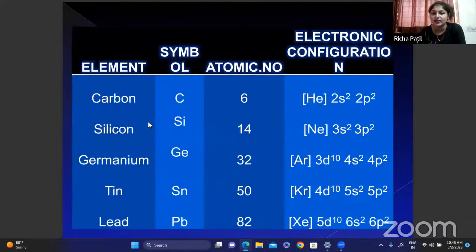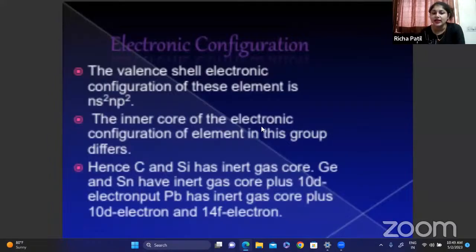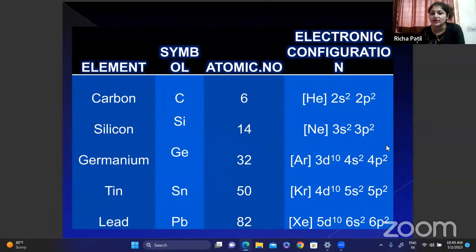You can see the electronic configuration. Carbon and silicon have an inert gas core. Then germanium and tin have 10 d electrons.